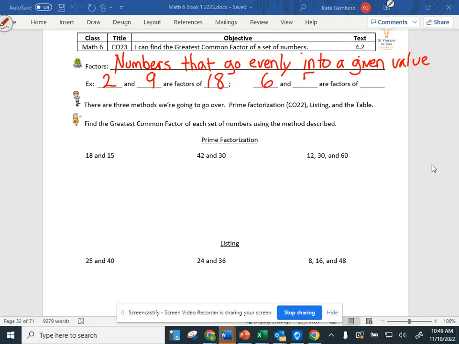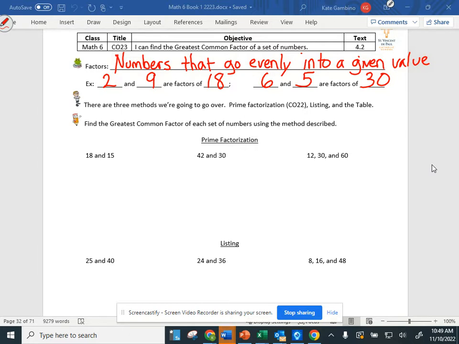6 and 5 are factors of what number? 20. No, sorry. 30. Yep. So you have to be careful. It's really easy to make simple math mistakes when we look at these factors. Okay. So you just have to slow down and really think about your multiplication facts.